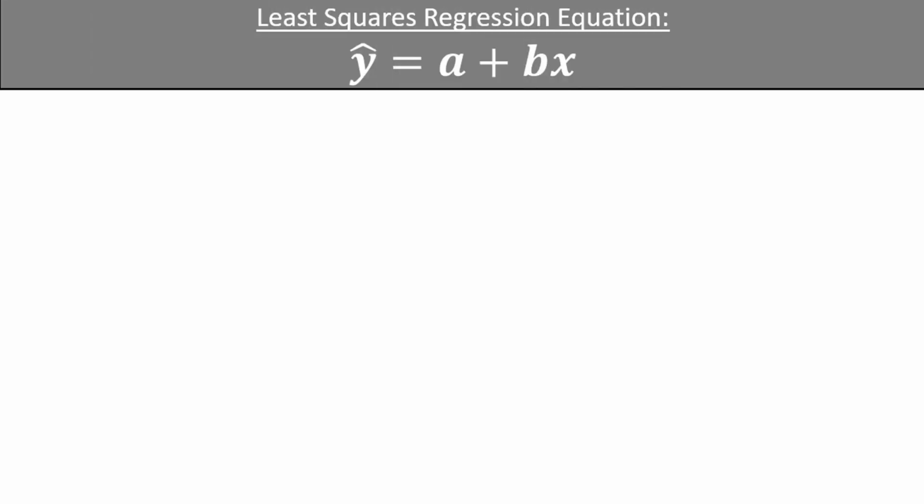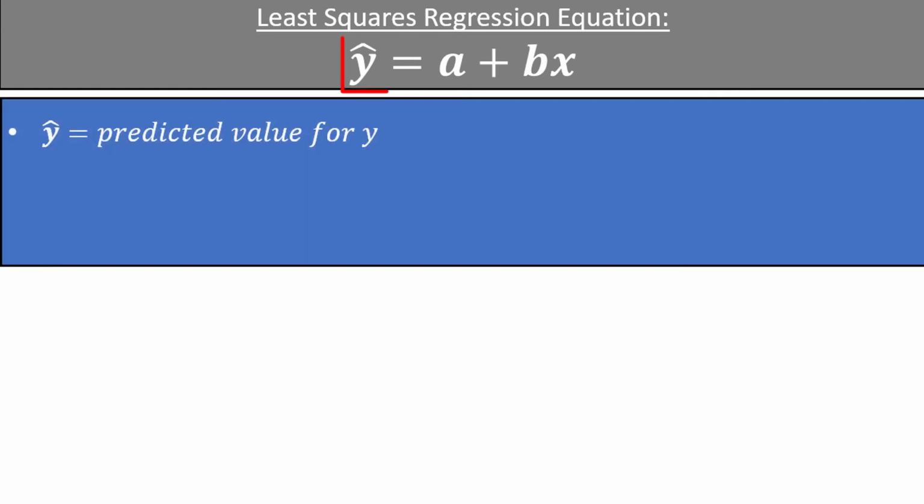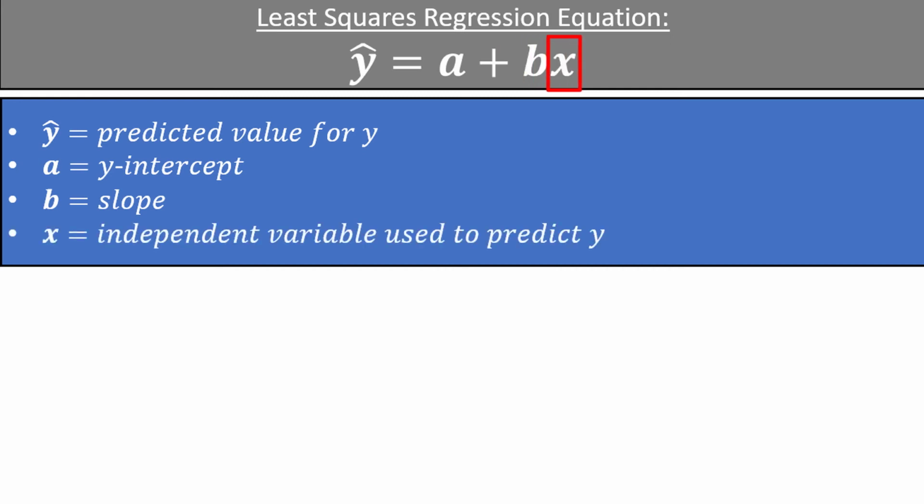The least squares regression equation has the form y hat equals a plus bx. Y hat is the predicted value for y based on the least squares equation. A is the y-intercept and represents where the line will intersect the y-axis. B is the slope and represents how much y is predicted to increase for a 1-unit increase in x. X is the independent variable that will be used to predict y.